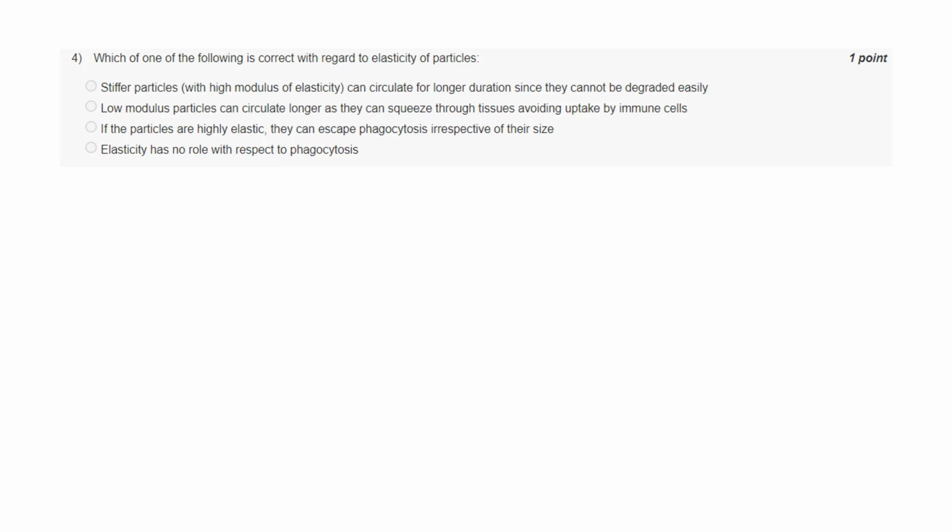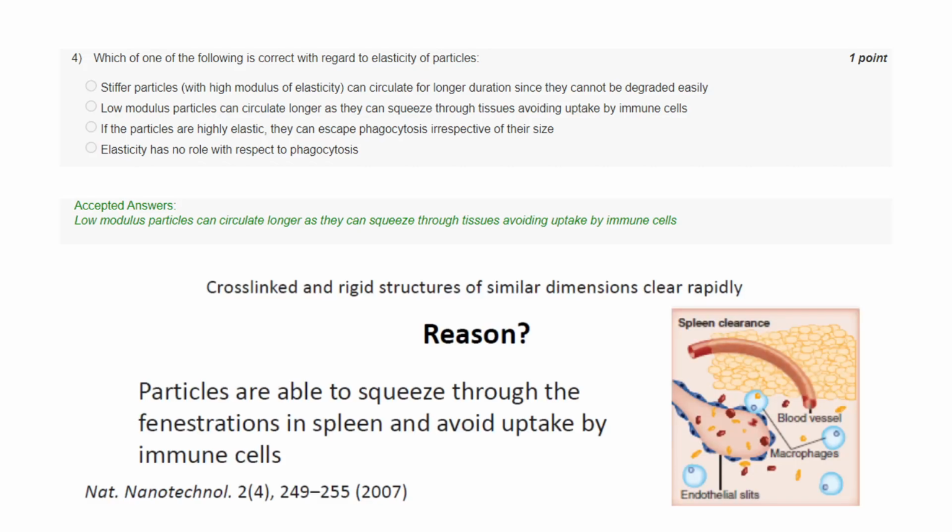Okay, no more volunteers. Fine, we'll discuss the answer. Yes, the correct answer is, thank you for whoever answered. I'm sorry I can't see your name when I'm in the slideshow mode. The answer was correct. Low modulus particles can circulate longer as they can squeeze through tissues, avoiding uptake by immune cells. So let's look at what is happening with this clearance.